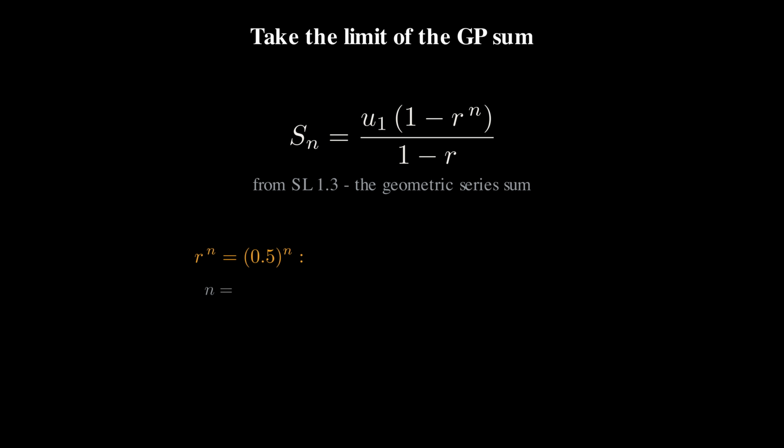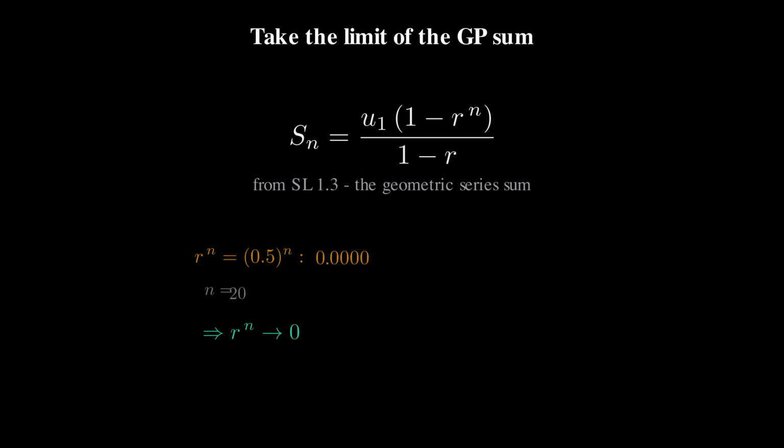Suppose the absolute value of r is less than 1. Say r is 0.5. Then r squared is 0.25. r cubed is 0.125. And it keeps shrinking. Raise a number smaller than 1 to higher and higher powers, and it collapses towards 0. So as n goes to infinity, r to the n goes to 0.